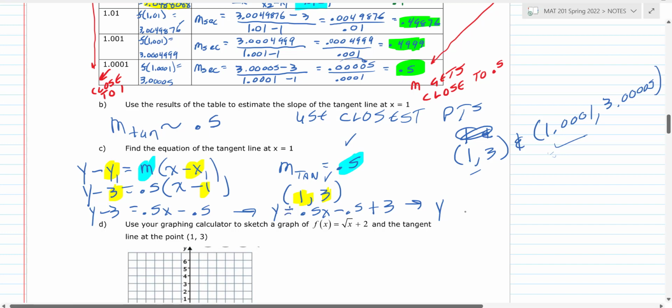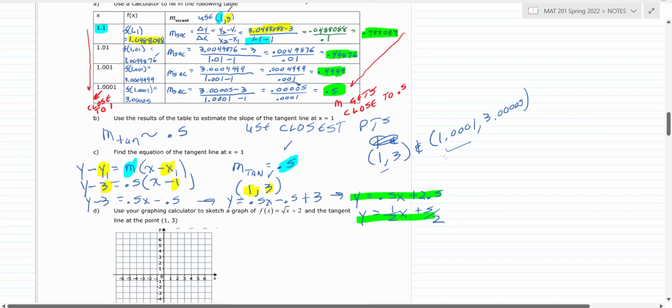Okay, so I end up getting y equals 0.5x, and then that would be plus 2.5. Or you could write it as y equals 1/2 x plus 5 over 2. Okay, so that would be the answer that we get on the equation of the tangent line. Okay, and that's what we're ultimately trying to do.